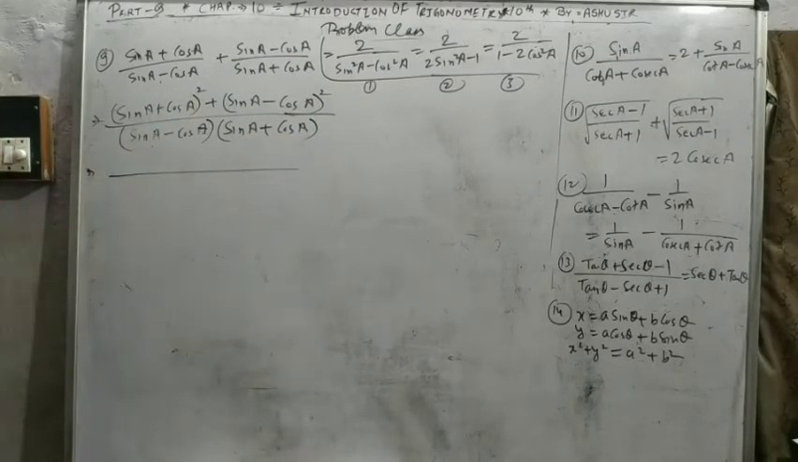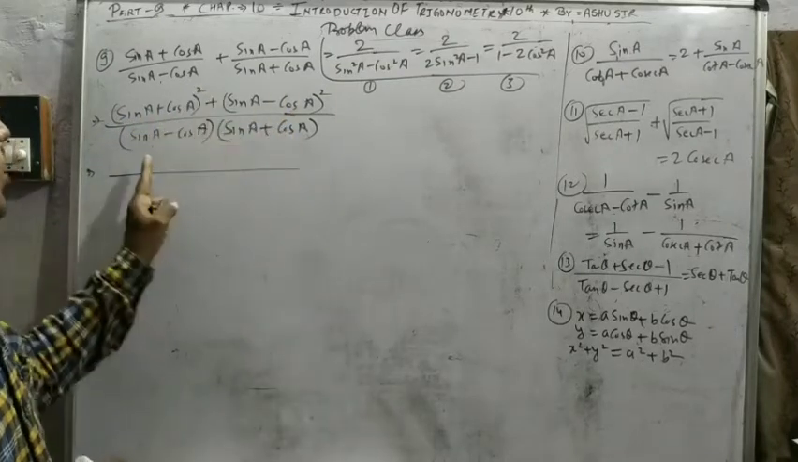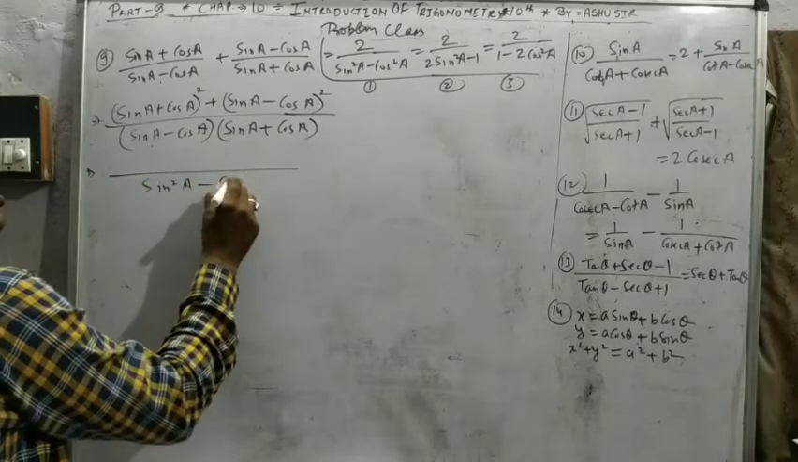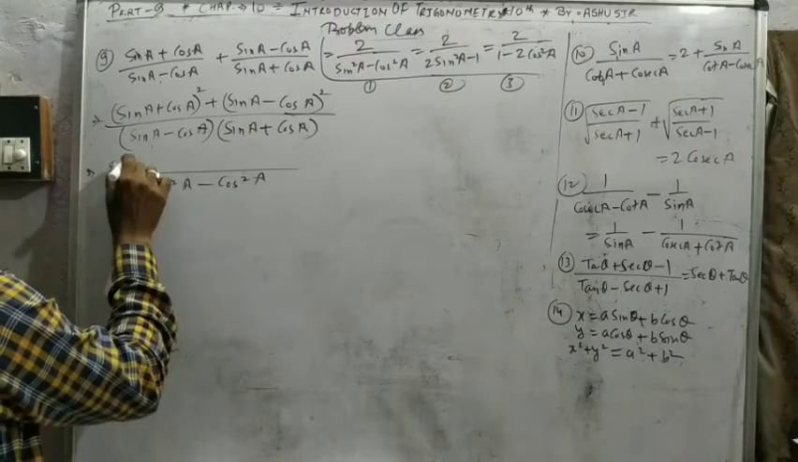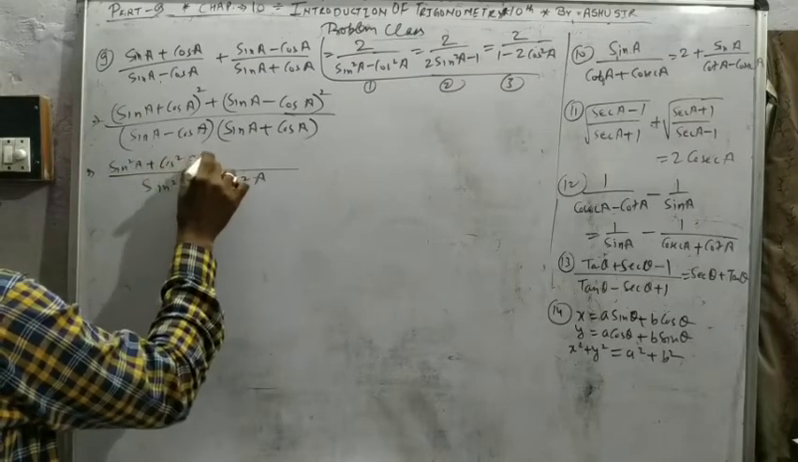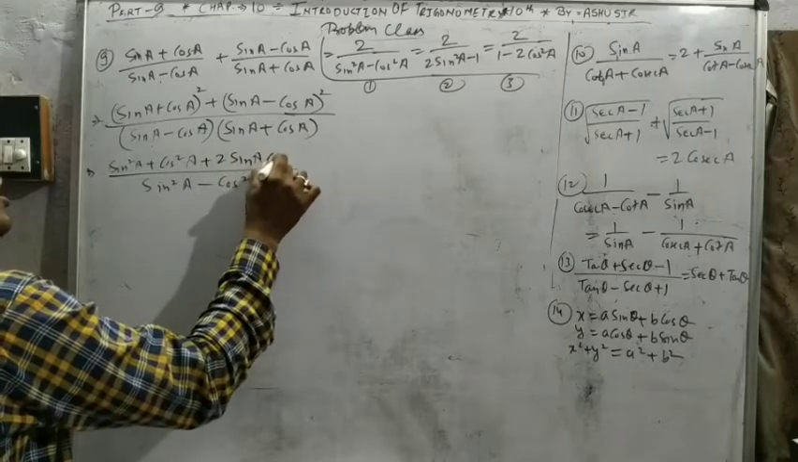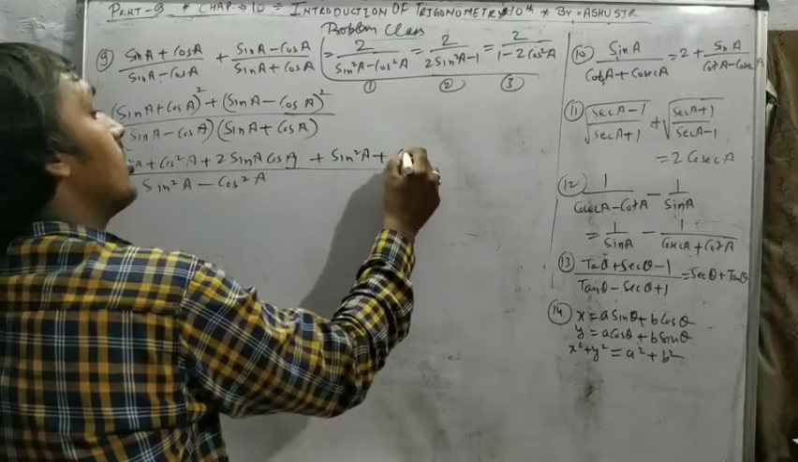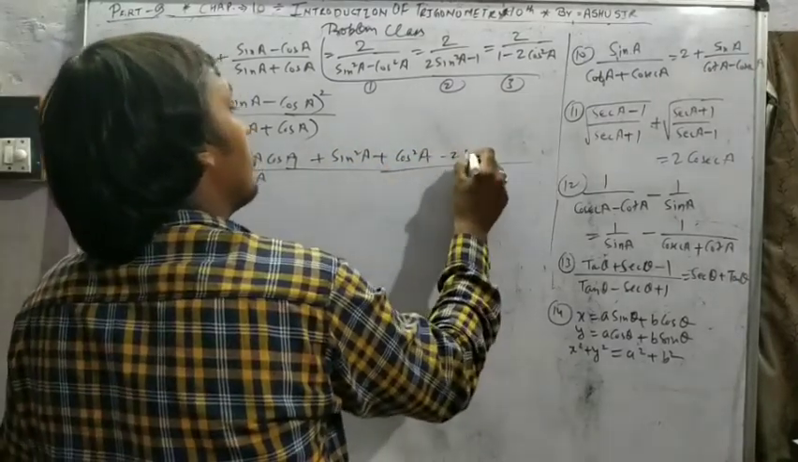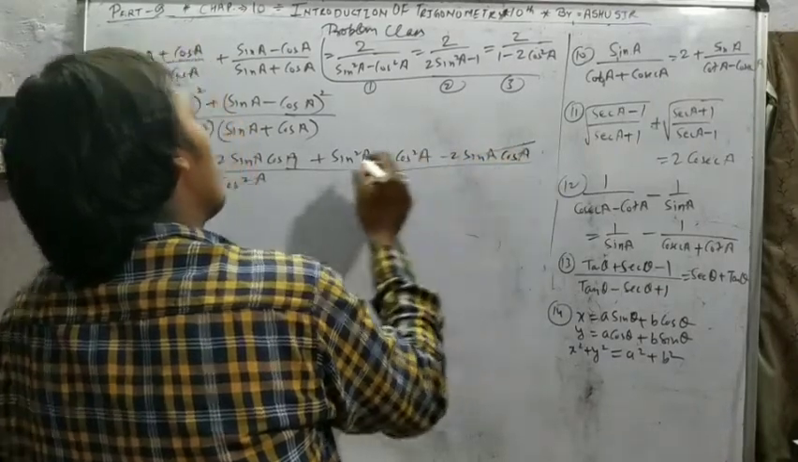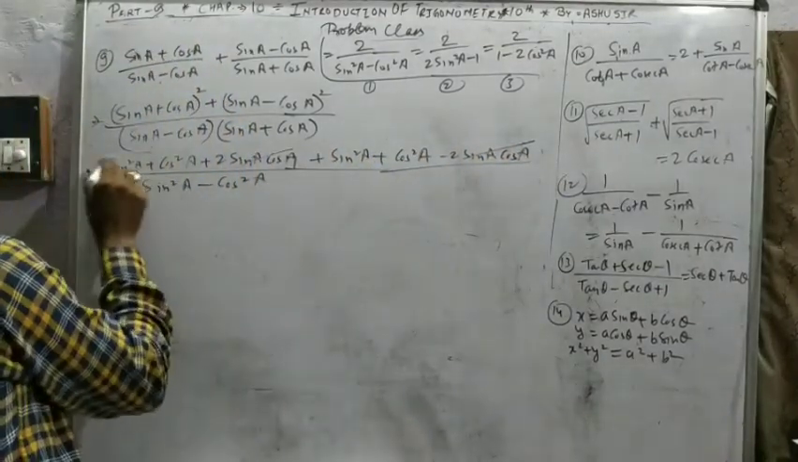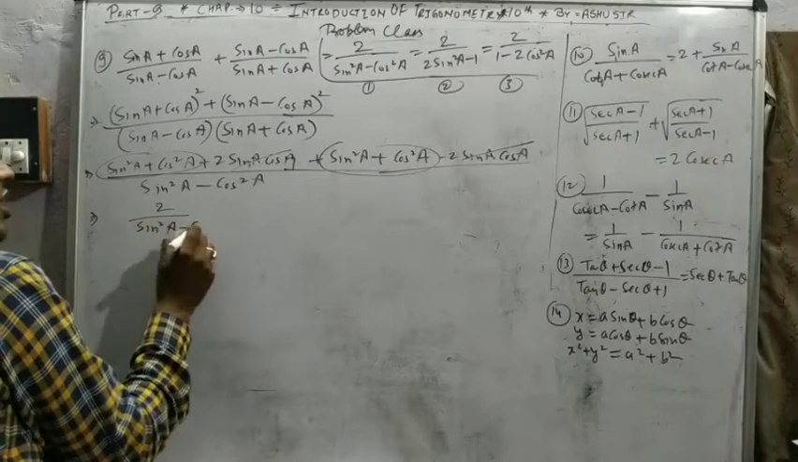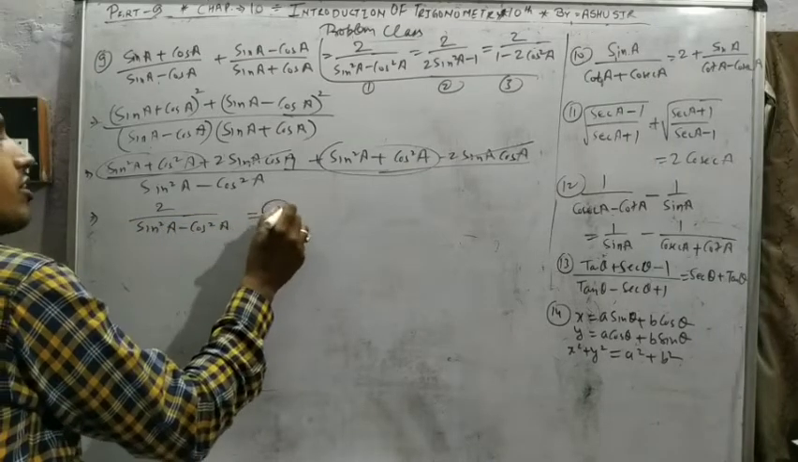Open the bracket. A plus B whole square, A minus B whole square, and here A comes as B square. So that is sin square A minus cos square A. A square plus B square plus 2AB, and here A square plus B square minus 2AB, fully cancel. This is 1. This is also 1. So 2 upon sin square A minus cos square A. This first part is proved.